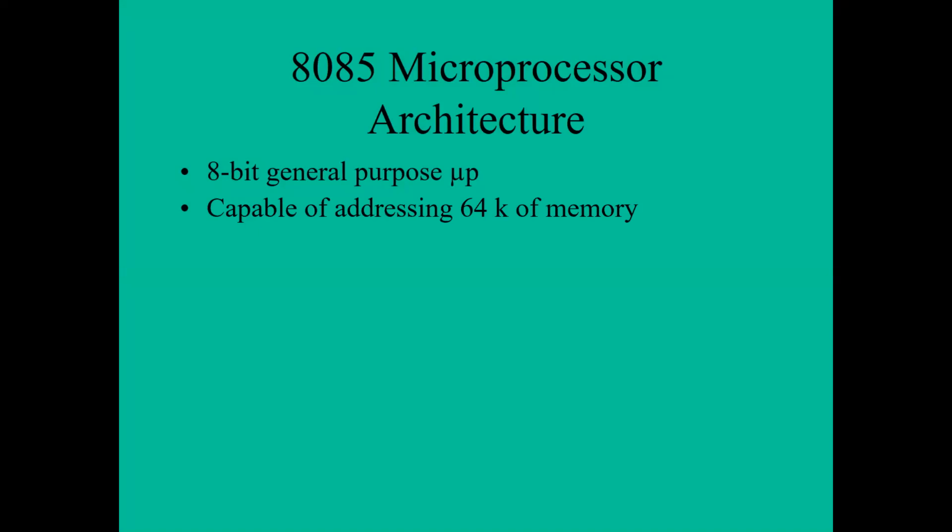So the second point is it is capable of addressing 64 kilobytes of memory. I will discuss why it is 64 kilobytes after a few slides. Right now, that means the total memory that can be connected with one microprocessor IC will be maximum 64 kilobytes. So 64 kilobytes means there are 65,536 memory locations available, and each memory location can store 8 bit of data.